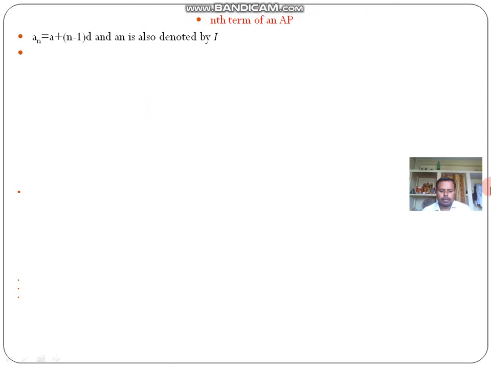So the nth term of an AP is an = a + (n - 1) d. So an is also denoted by L. L is nothing but the last term of an AP. Now let us take the first question.